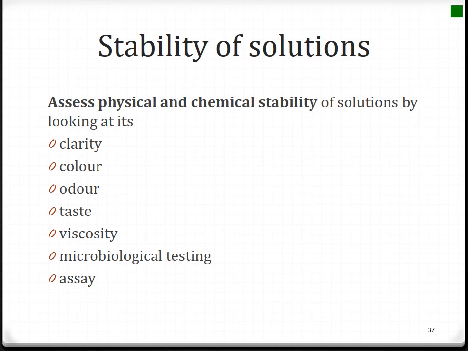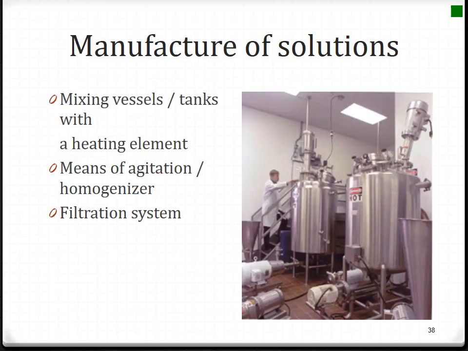To evaluate the physical stability of a solution, observations are made of its clarity, color, odor, taste, and viscosity. To evaluate microbial stability, microbiological testing can be performed, and to evaluate chemical stability, assays can be carried out to check for degradation of the drug. The manufacture of solutions is relatively simple. The ingredients are mixed in vessels where temperature can be controlled if a specific temperature is desired. The solution is then filtered to remove any unwanted solid particles.